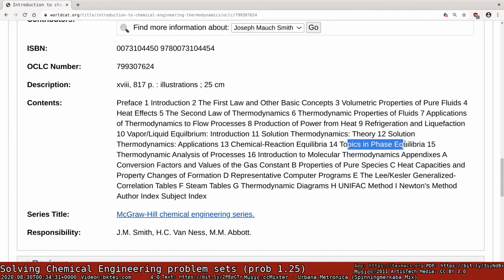Then we got 15, thermodynamic analysis of processes. Thermodynamic analysis of steady-state flow processes. Where is that? 15? Yeah. I don't recall anything of that, actually. Steady-state flow. Is that just maybe covered more in the plant design class that I took? 635. What do we got here?